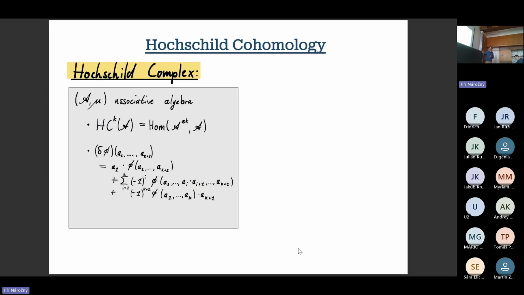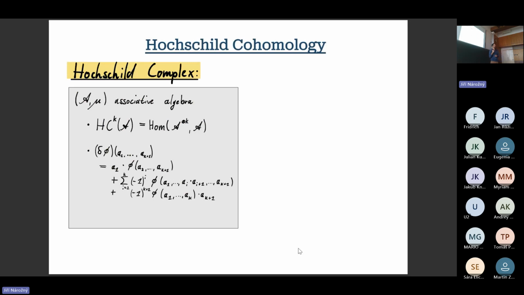What is our differential? This is really the classical Hochschild differential. We have phi, which takes k inputs. We want to construct delta phi, which takes one input more. What can we do? Well, we can just apply phi to the last k inputs and multiply with the first one. We can apply phi to the first k inputs multiplied with the last one, or we can apply phi to all the inputs, but then we have to multiply two neighboring elements together. Okay, classical formula, you can check this squares to 0, it is really a differential.